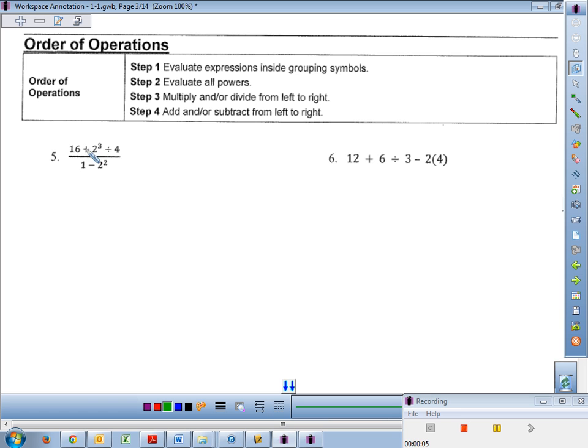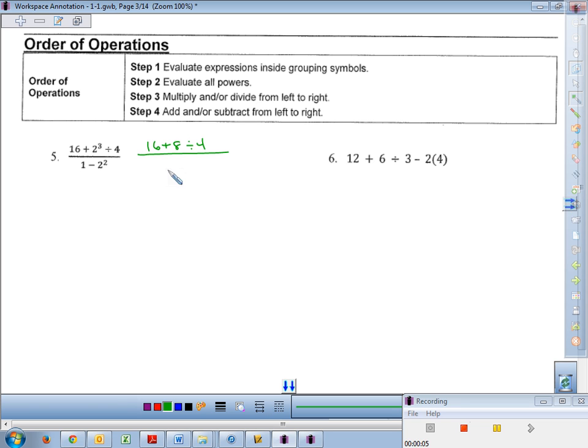So I do this. I'm looking at this all by itself. This is a group in its own. There is addition, there is an exponent, and there is division, right? 3 operations in there. What do I need to do first in this particular group? The exponent. So what's 2 cubed? So I have 16 plus 8 divided by 4. Cool with that? Then I'm going to look down at the other group. This is another group in its own. 1 minus 2 squared. What would need to get done in that group?